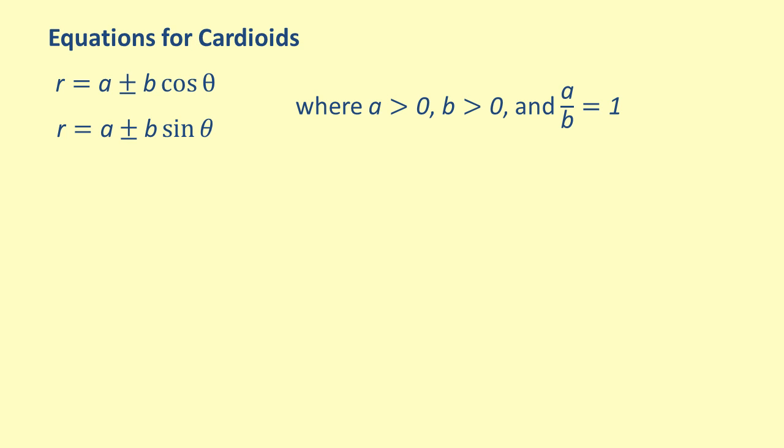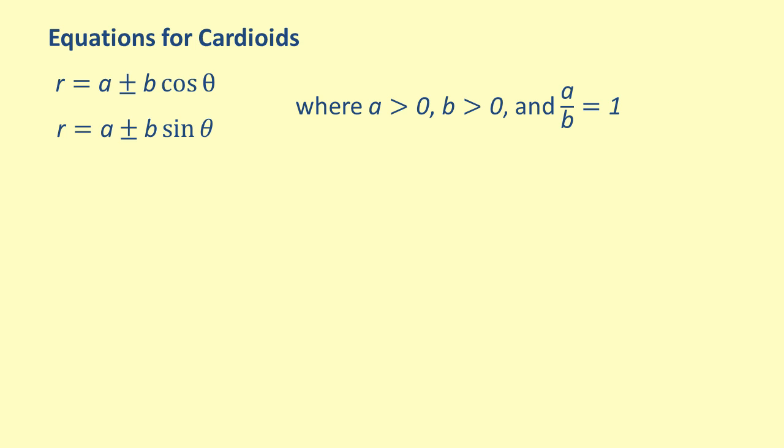Let's look at different types of polar equations. On the Cartesian grid, when we graph the equation y equals x squared, we get a parabola. Similarly, if we graph the equation x squared plus y squared equals 4, we get a circle. However, on a polar grid, when we graph certain equations, we get a number of different kinds of shapes.